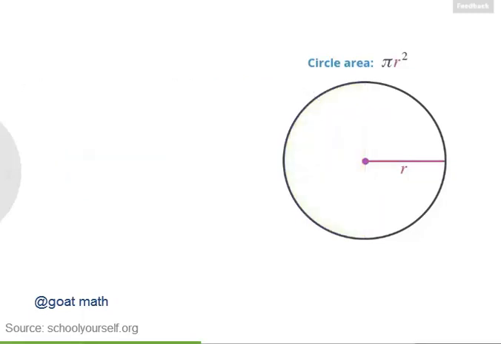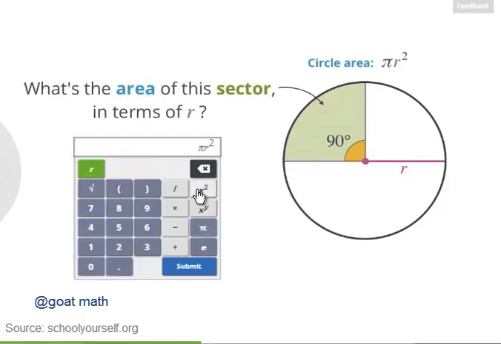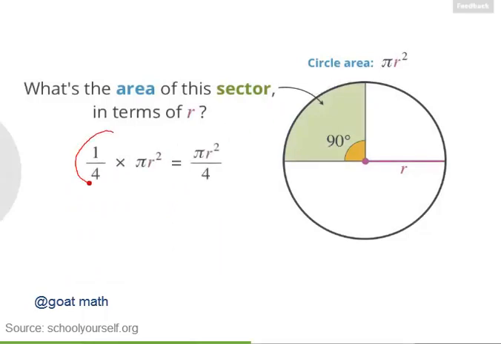Let's try another example. Take a look at this sector over here, whose central angle measures 90 degrees. What's the area of this sector in terms of r? Right, this sector is 1/4 of the circle, so its area is 1/4 times pi r squared.